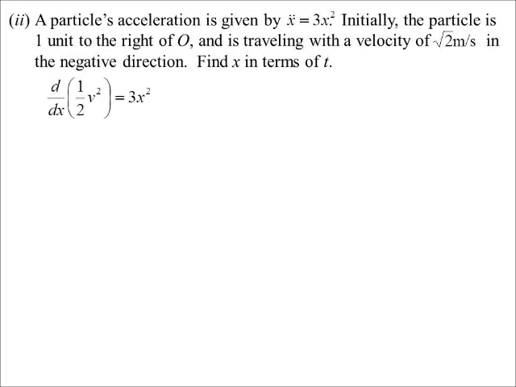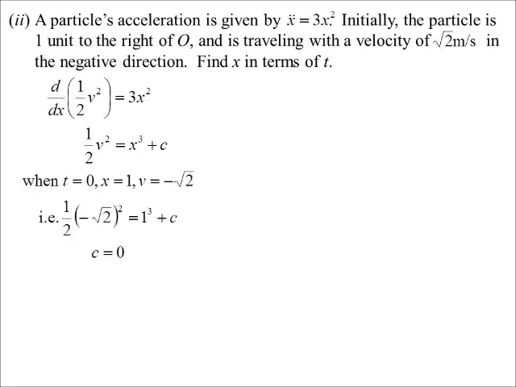Okay. Well, they've given me acceleration in terms of displacement, so d dx of a half v squared. I'll integrate, and a half v squared in this case will be x cubed plus a constant. I'm looking for conditions that link velocity and displacement together, and we've got initially the particle 1 unit to the right, so I know initially when t equals 0, well, there's nowhere to substitute t in, but x equals 1 and v is -√2. So I can sub in the x and the v. Oh, again, how convenient. The constant was 0.